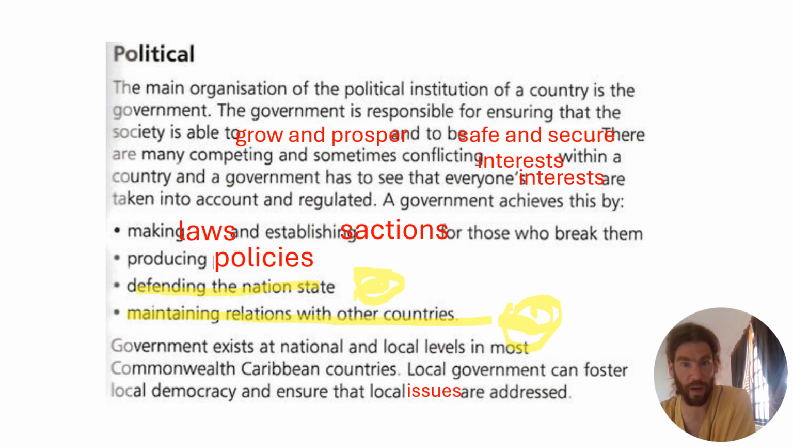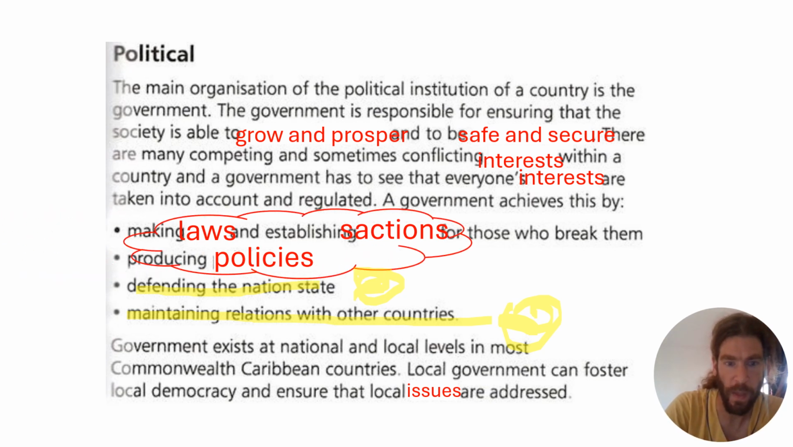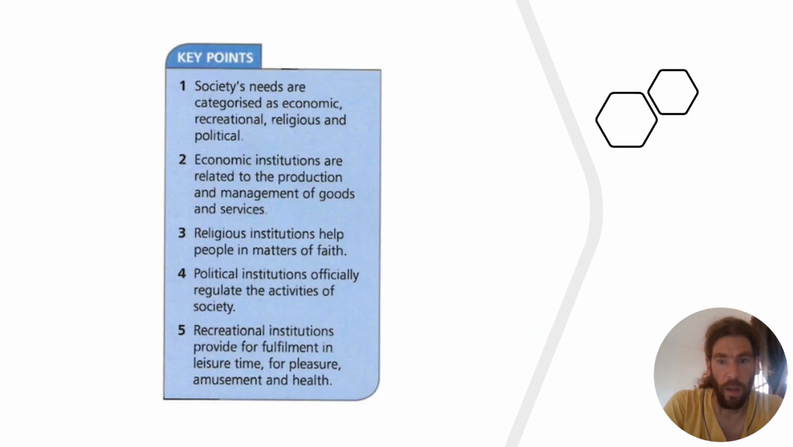They are also, together with us, responsible for defending the nation state, and we are a part of the Kingdom of the Netherlands, so they also defend us, and also a big responsibility, besides our own, lies in The Hague in maintaining relationships with our countries. So we said, laws, sanctions, and policies, those are really important in establishing regulation and taking into account the interests of the different people in society.